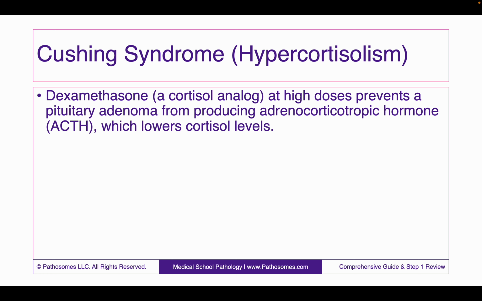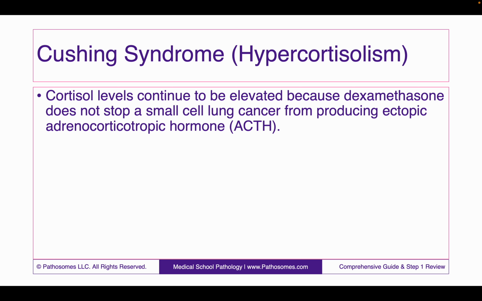Dexamethasone, which is a cortisol analog, at high doses prevents a pituitary adenoma from producing adrenocorticotropic hormone, which will actually lower the cortisol levels. Cortisol levels continue to be elevated because dexamethasone does not stop a small cell lung cancer from producing ectopic adrenocorticotropic hormone in that scenario, right? I'll say that again. If the patient has increased ACTH due to a small cell lung cancer, dexamethasone is not going to stop it.